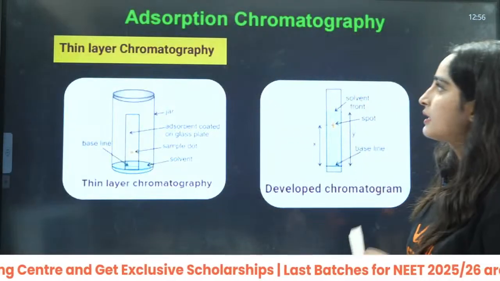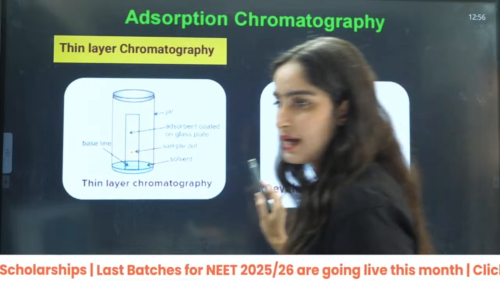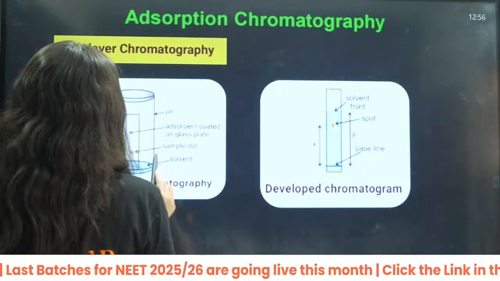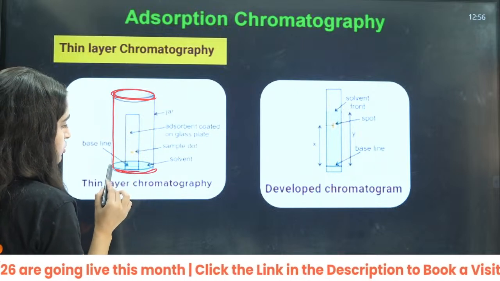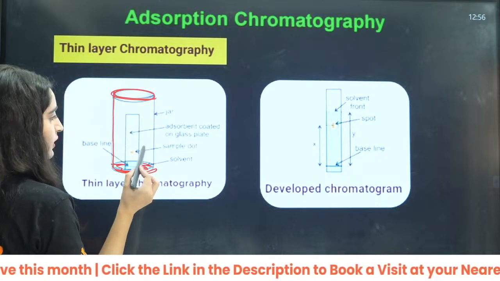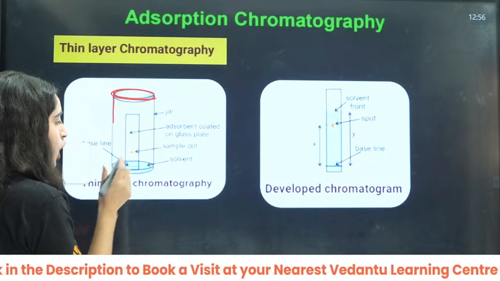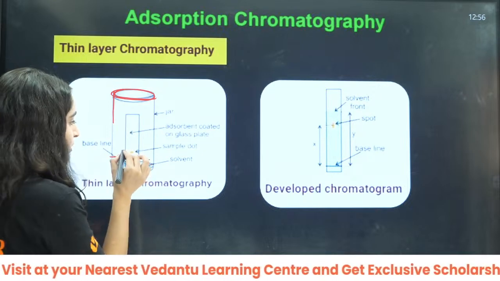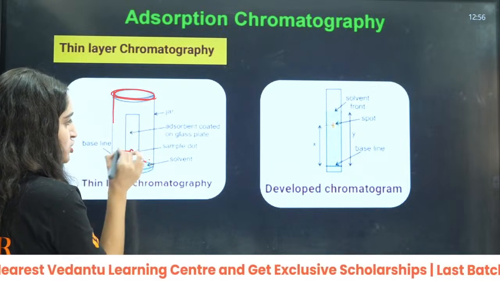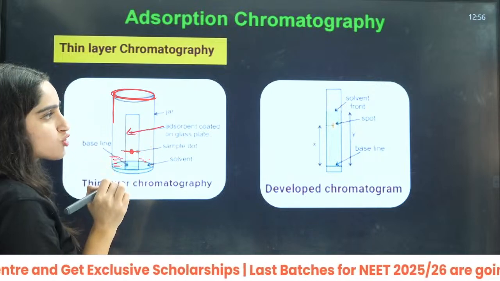Next is thin layer chromatography, beta. As you can see here, this is your closed jar, where this is your solvent. It's not that we fill the solvent this much. We will fill the solvent below the baseline only, and this is your baseline, this is the mixture, and this paste here is the adsorbent, right?